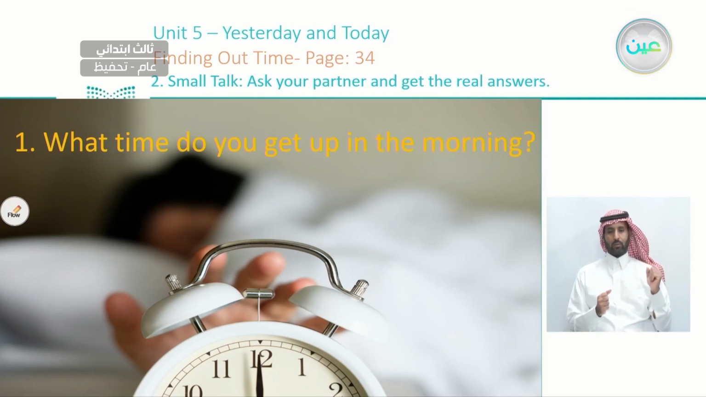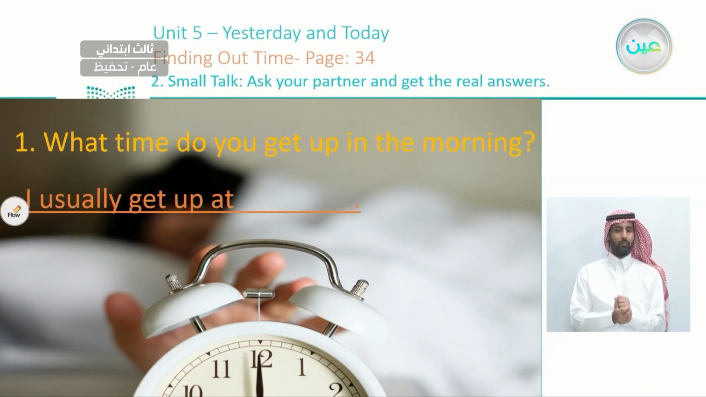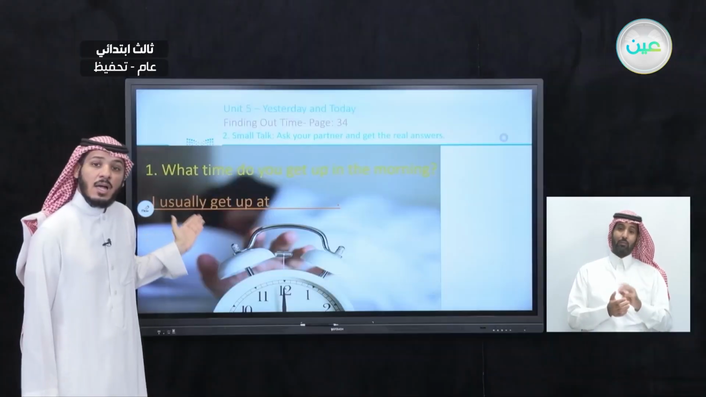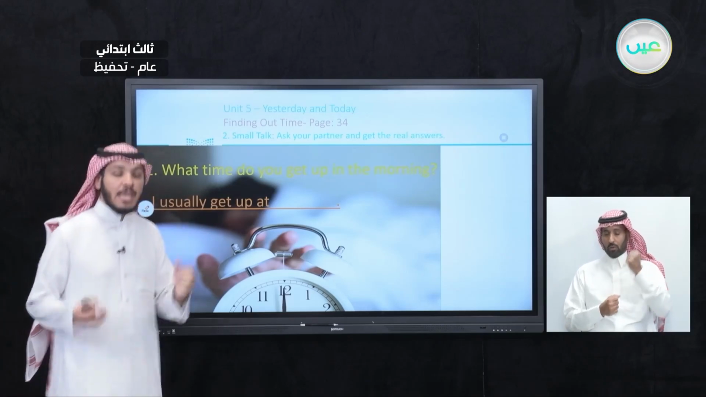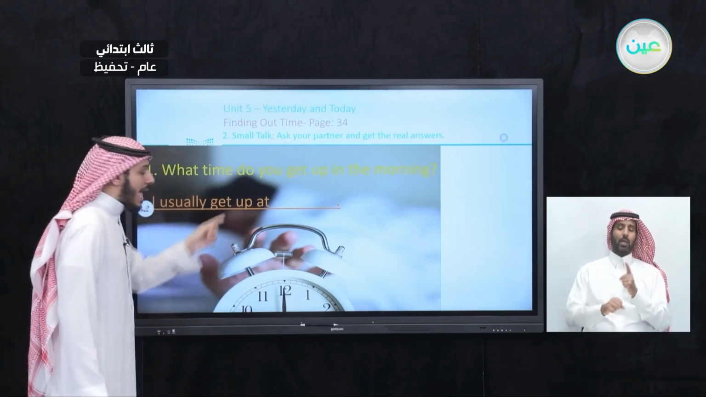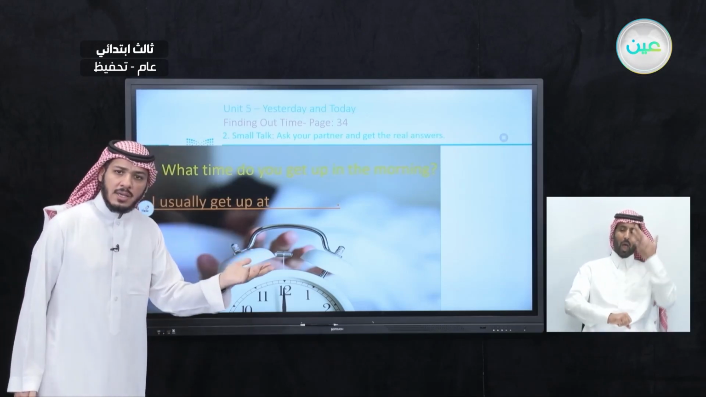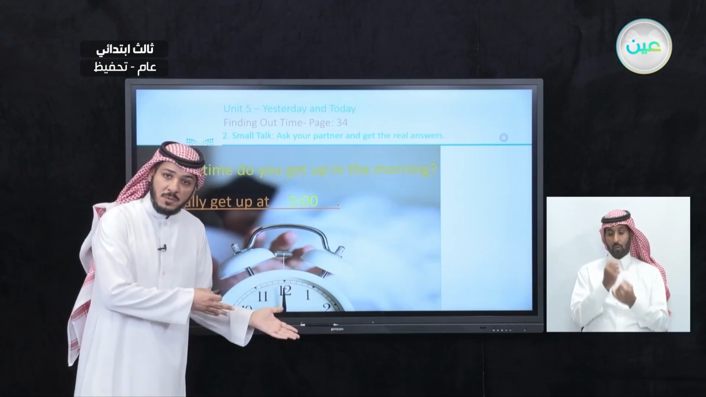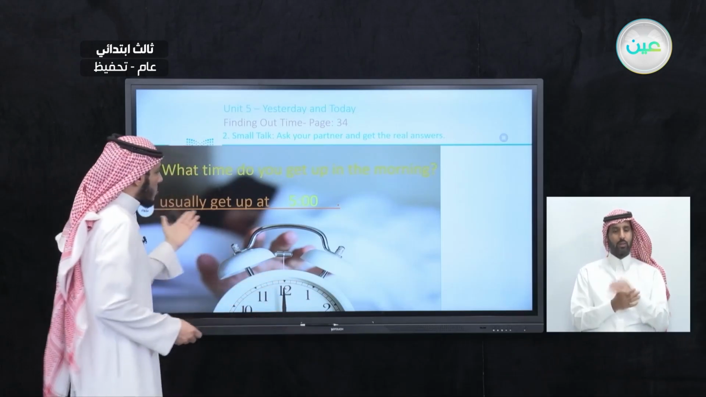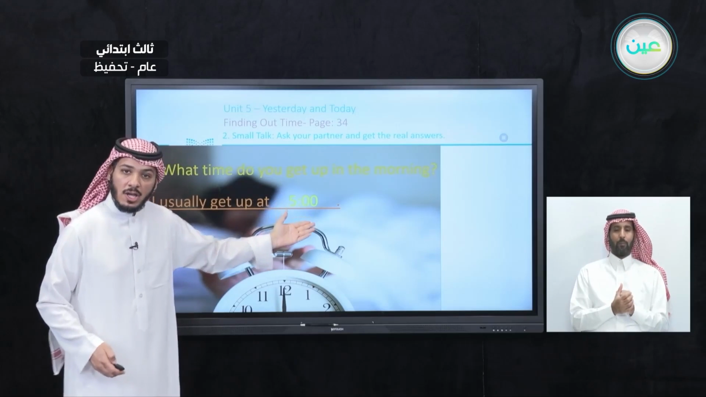So we have this: I usually get up at. I usually. What does usually mean? Excellent, غالبا. So I usually get up from sleeping at, then choose any time. For example, at 5. Why? Because I want to pray al-Fajr. So I usually get up at 5 o'clock. Excellent.